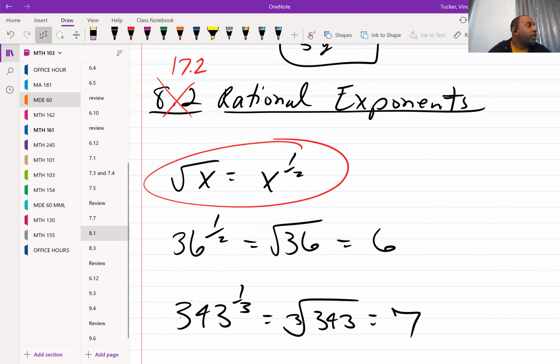So if you have 36 to the 1/2 power, it's the same thing as the square root of 36, which is 6. 6 times itself twice, 6 times 6 is 36. 343 to the 1/3 power. It's the cube root of 343, which would be 7.